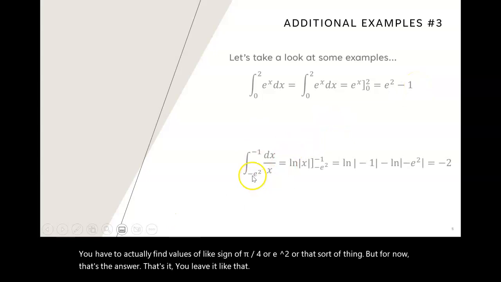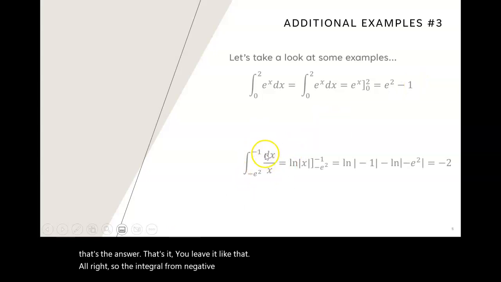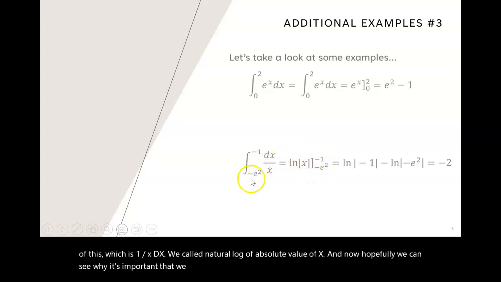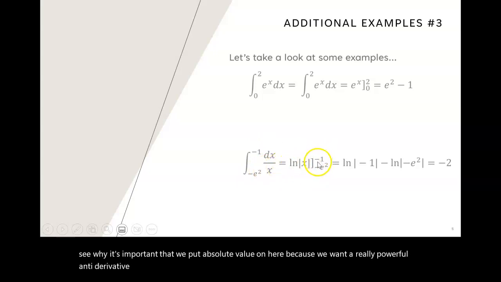All right, so the integral from negative e squared to negative 1 of dx over x. So remember the antiderivative of this, which is 1 over x dx, we call natural log of absolute value of x. And now hopefully we can see why it's important that we put absolute value on here, because we want a really powerful antiderivative. And this powerful antiderivative will allow us to plug in negative numbers.